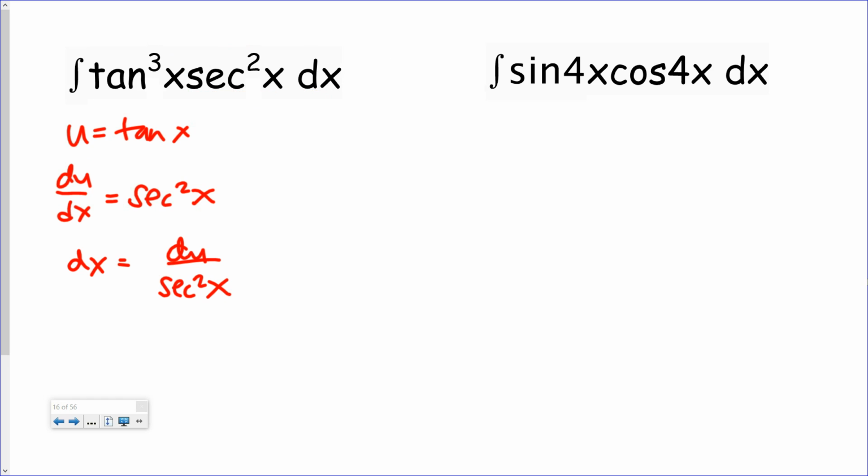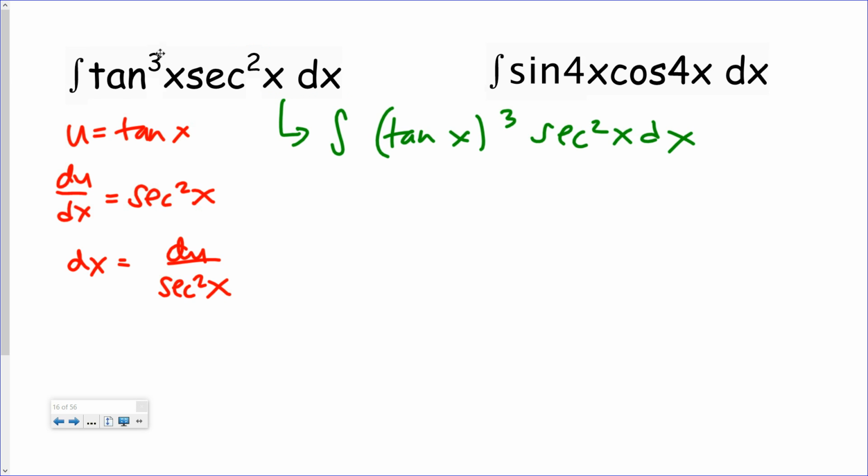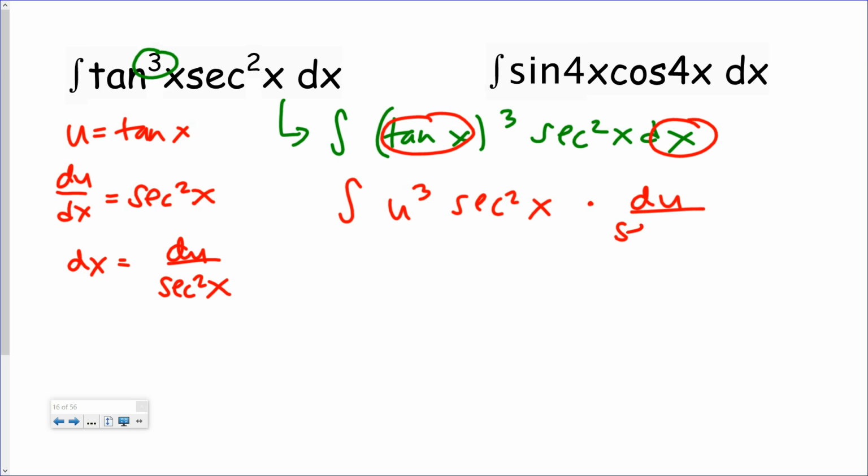Well, first of all, let me very strongly encourage you to rewrite this. The students who don't rewrite this have a lot of trouble. This 3, I really don't even like this notation, but it's very common, so I teach it to you. But this 3 is actually outside of the entire tangent x. It's not just the x. So if I rewrote this, what I really have when I do u-substitution is I'm replacing two things: my u and my dx. So this is now u cubed secant squared x, and dx is du over secant squared x.